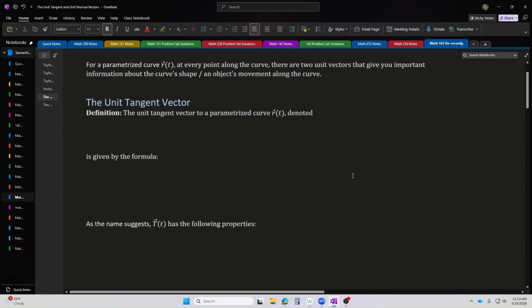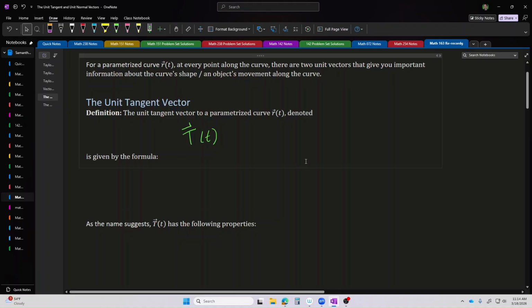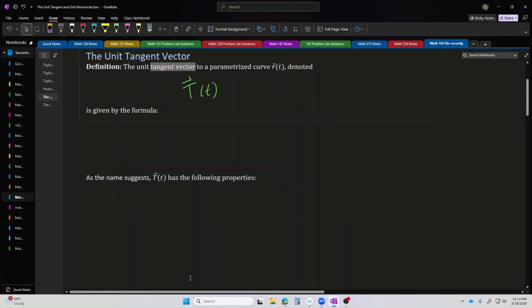So to begin with, let's go ahead and define the unit tangent vector. The unit tangent vector has the notation capital T function of lowercase t, where the capital T stands for tangent and the lowercase t is our parameter, typically representing time. And the formula for the unit tangent vector is exactly what it should be based on the name of this vector. First of all, tangent vector, remembering from the previous lesson, the tangent vector to a parameterized curve is given by its velocity, the result of the first derivative, r prime of t.